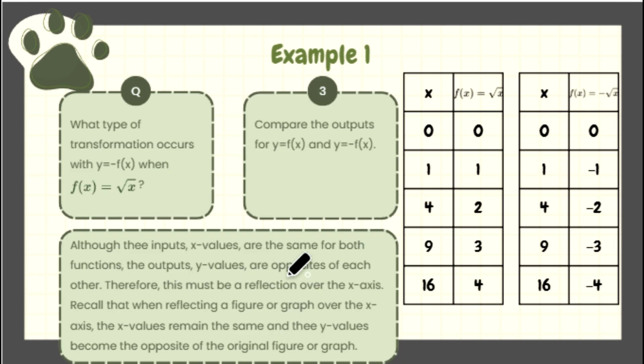This is the only thing we're talking about today, but this is important and should go in your notes. A reflection over the x-axis. These are the same, okay? These are opposites. This one's positive, this one's negative. Recall that when reflecting a figure or graph over the x-axis, the x values remain the same and the y values become the opposite of the original figure or graph. Get this in your notes. You'll want it later. Not necessarily for this lesson, but at some point this will come in handy.